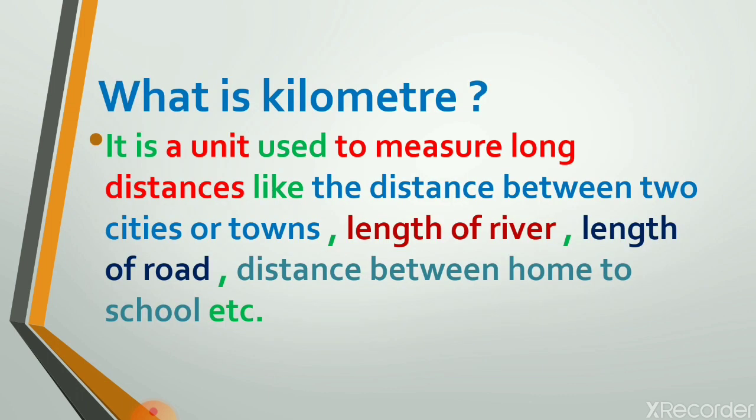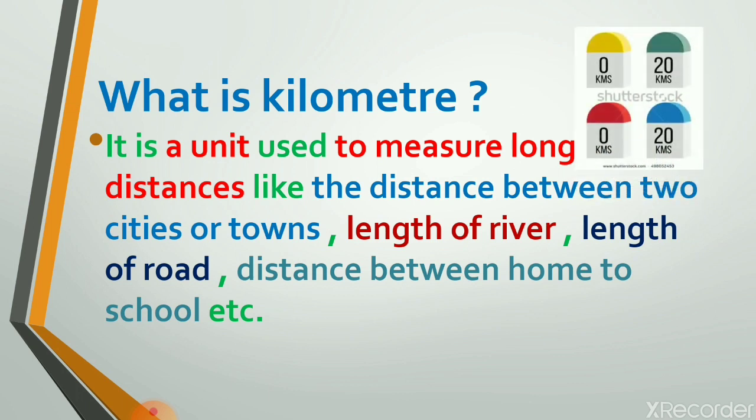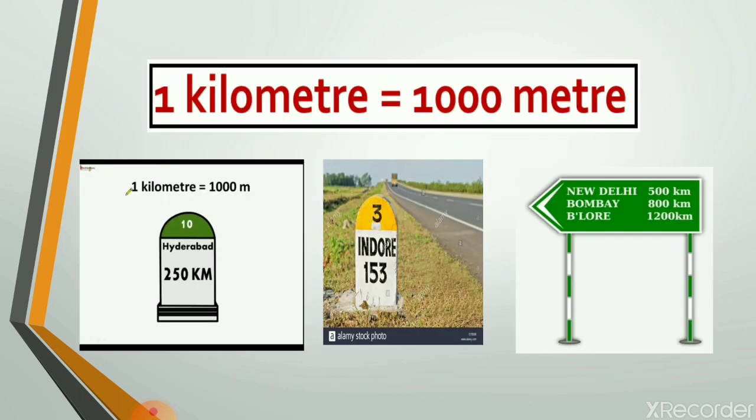Now, we will know about kilometer. What is a kilometer? It is a unit used for measuring long distances, like the distance between two cities or towns, the length of a river, the length of a road, the distance from home to school, etc. 1 kilometer equals 1000 meters.